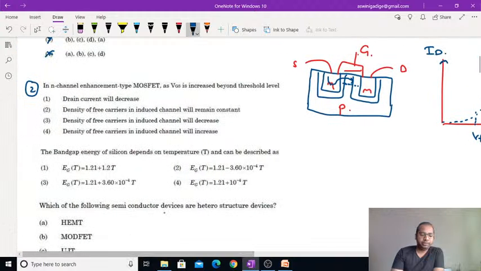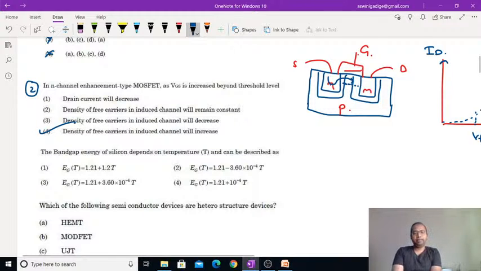So as per this concept, the density of free carriers in the induced channel will increase. That is, the fourth option is the correct one. Right? And next, coming to the third.